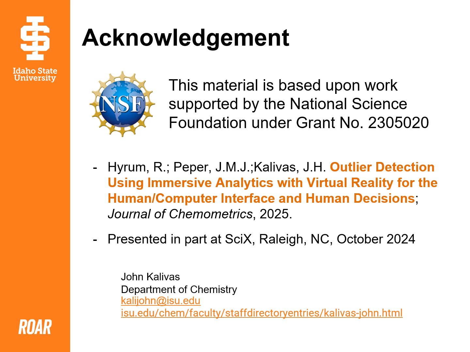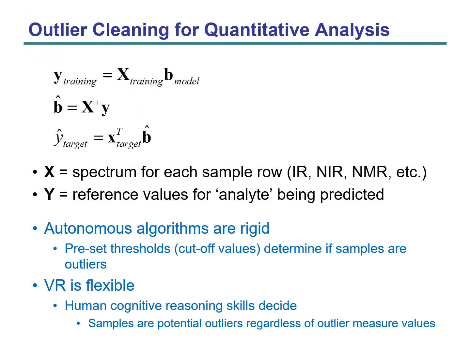Presented here are slides of our second major VR project on outlier detection, and this work is appearing in the Journal of Chemometrics. Presented in this work is our outlier cleaning for quantitative analysis purposes. In quantitative analysis, we have our Y vector of training samples of known reference values. In our case, these will be analyte amounts, as we call them in analytical chemistry.